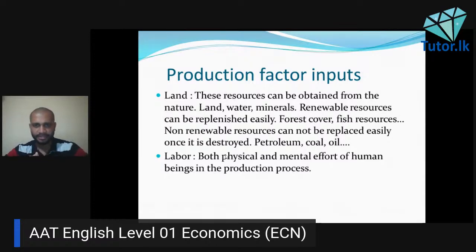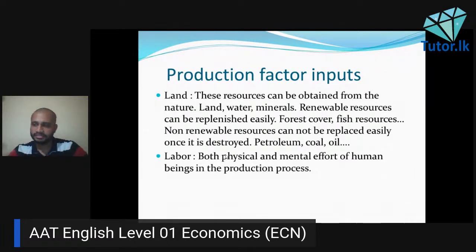Labor means it can be physical labor and the mental effort of human beings. Let's say physical labor means, in order to carry out a business, you need 100 laborers. Also, you need some amount of skills. So that skill aspect also should be considered in labor. So both the physical availability as well as the skill.